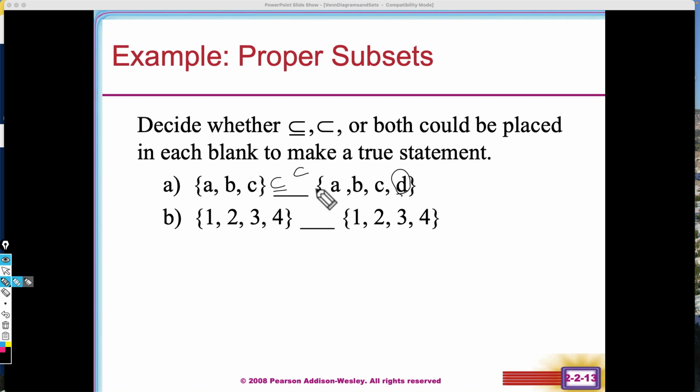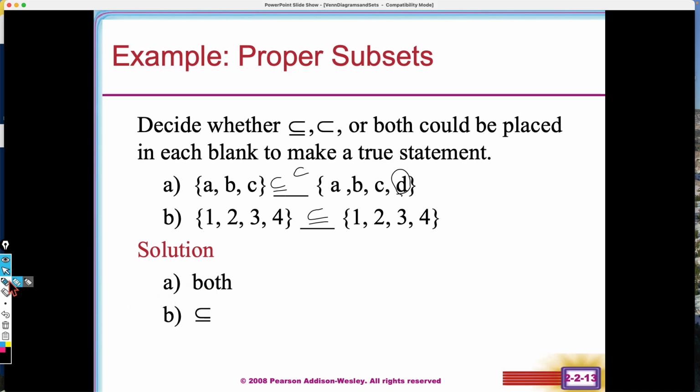So we could actually use both of these symbols. Remember, this one with the little line underneath means it could be equal, but doesn't have to be. So it's more inclusive. So we could use either of these. The second one is still a subset, but it's not a proper subset. So we could only use this one. We can't use the other one because it's not proper. They're equal. Okay. So for A, we could use both symbols. For B, we could only use the non-proper subset one. Very good.